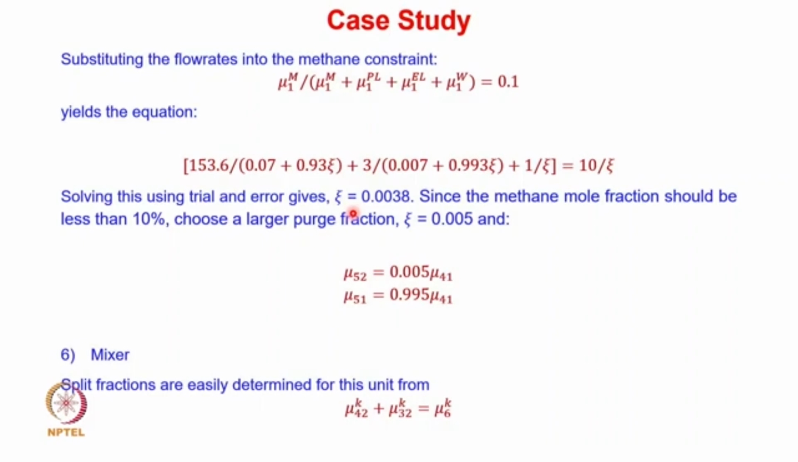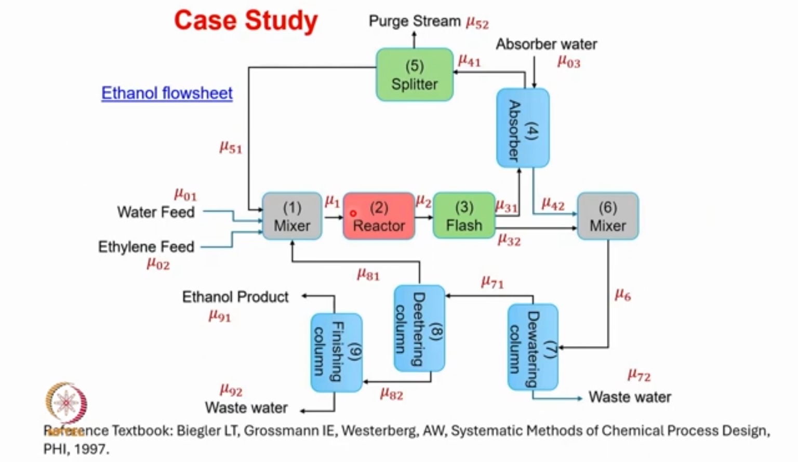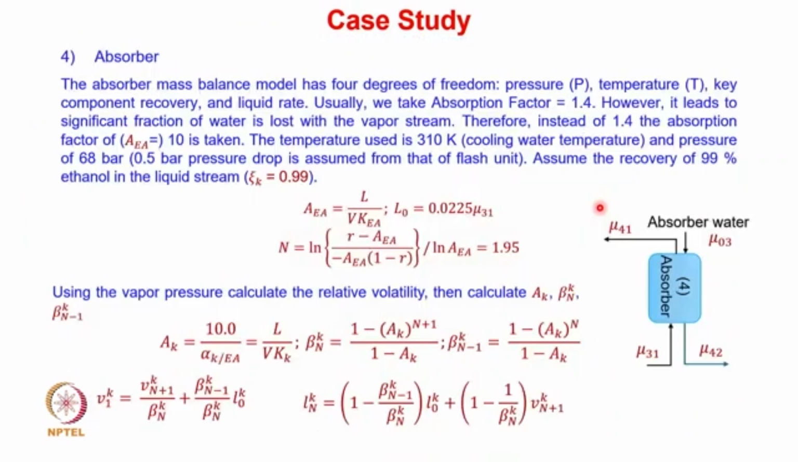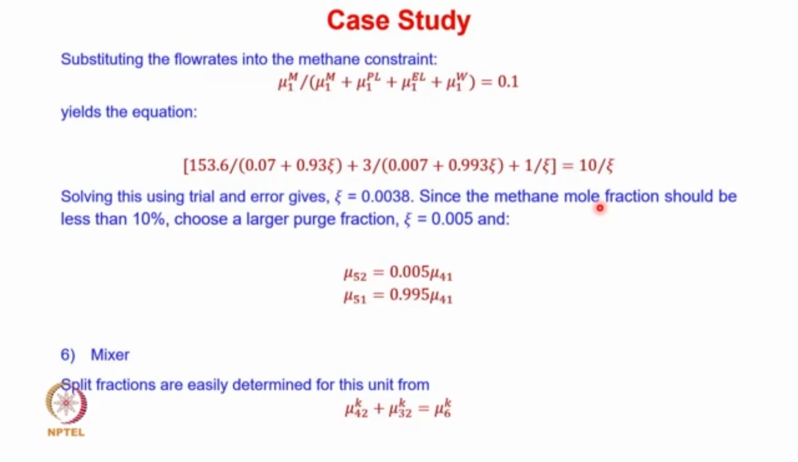Now if you look at the liquid, the liquid stream coming out from the flash unit is getting mixed with the liquid stream coming out from the absorber. So we can write down the mass balance equation for the mixture. So this is the mass balance equation for the mixture. You can see that mu 42K, which is nothing but the ethanol rich stream coming out from the absorber, plus mu 32K, the liquid stream coming out from the flash unit, both are added to give mu 6K.